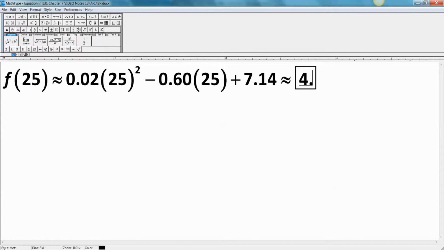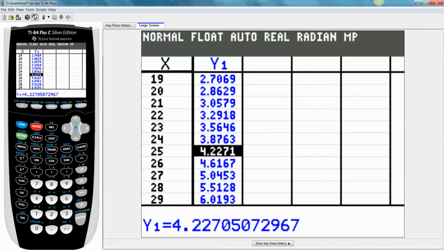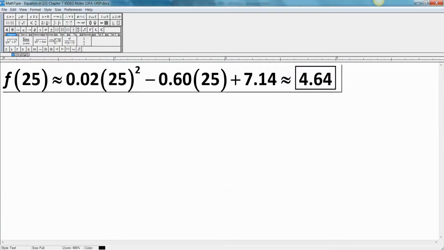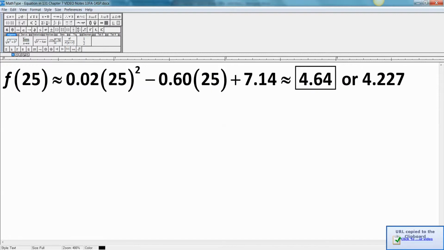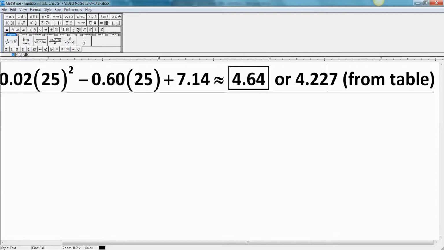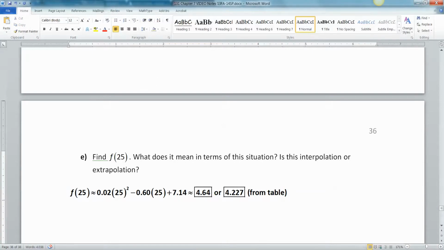So whichever the one you like. And we said before when we did it by hand, I think it was 4.64 when the calculator did it. So when we did it without those decimal places of accuracy, yeah, 4.64, or 4.227 from table. Right? Which is actually a bit more accurate, honestly. All right, now what does it mean?